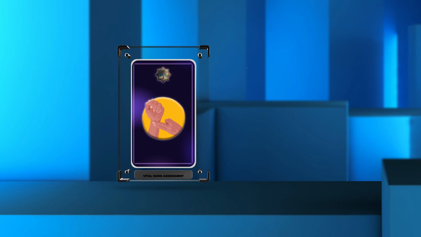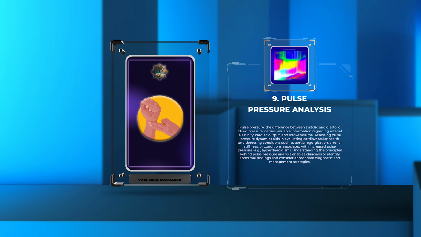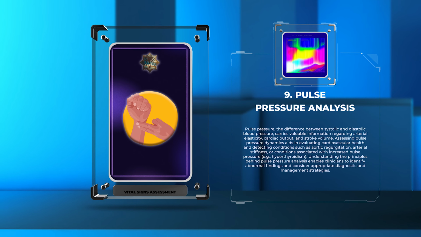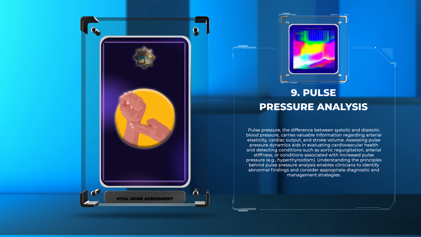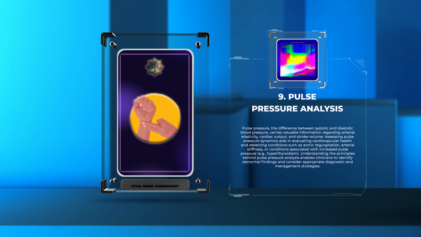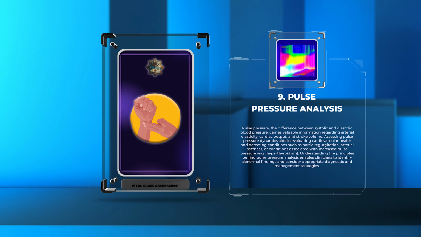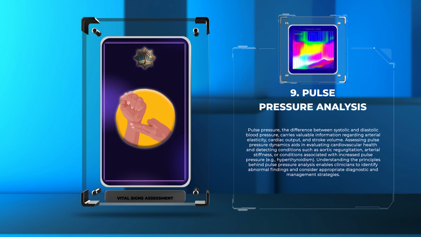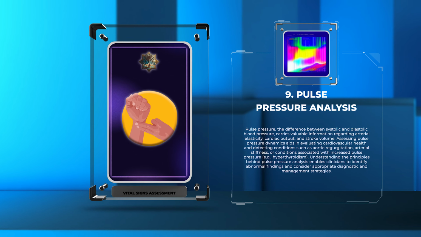Pulse pressure, the difference between systolic and diastolic blood pressure, carries valuable information regarding arterial elasticity, cardiac output, and stroke volume. Assessing pulse pressure dynamics aids in evaluating cardiovascular health and detecting conditions such as aortic regurgitation, arterial stiffness, or conditions associated with increased pulse pressure, for example, hyperthyroidism. Understanding the principles behind pulse pressure analysis enables clinicians to identify abnormal findings and consider appropriate diagnostic and management strategies.